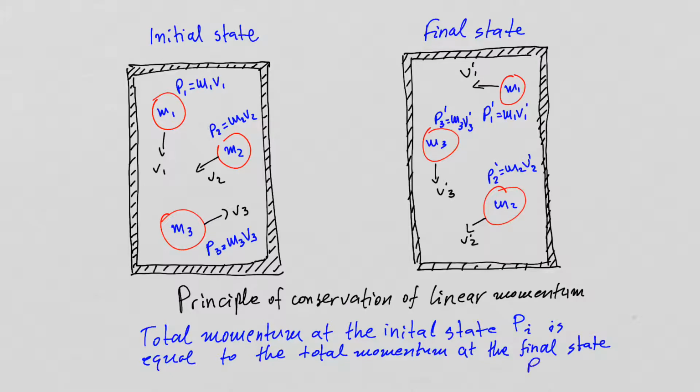And let's call this one P sub F. And so at the initial state, the total momentum P initial is equal to the sum of the momenta of the individual members of the system. So P1 plus P2 plus P3.